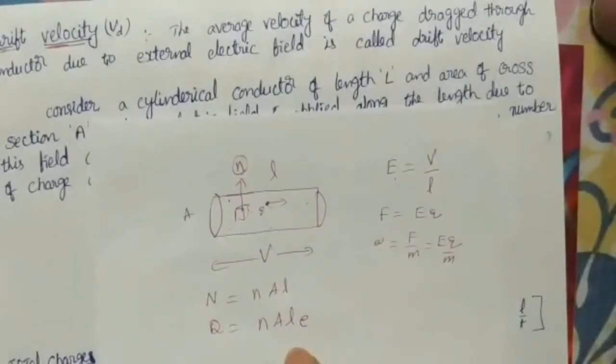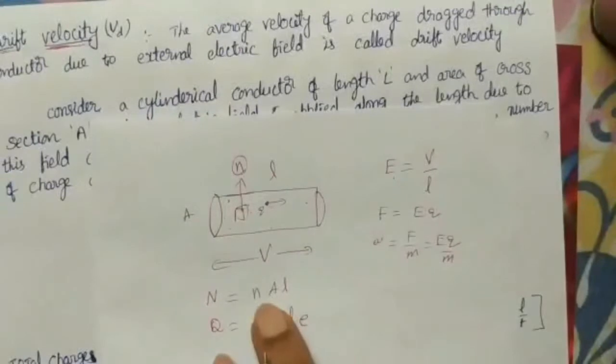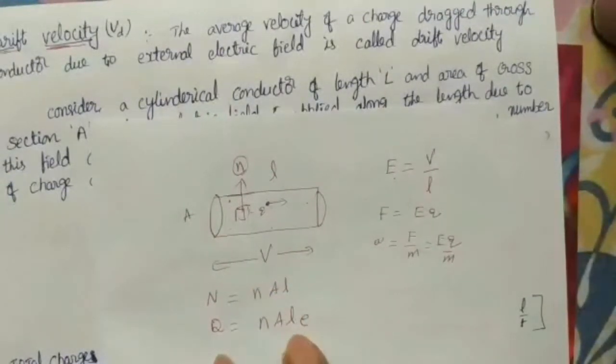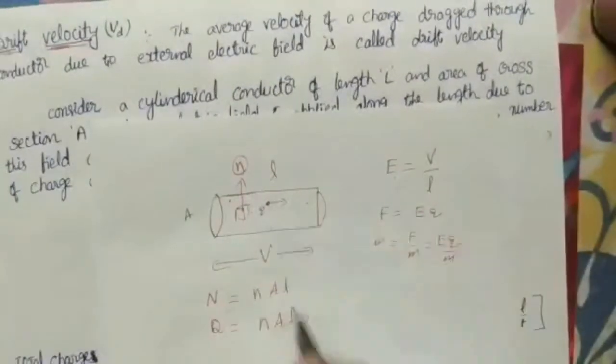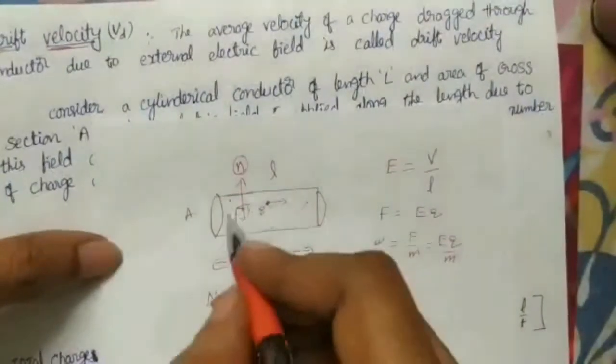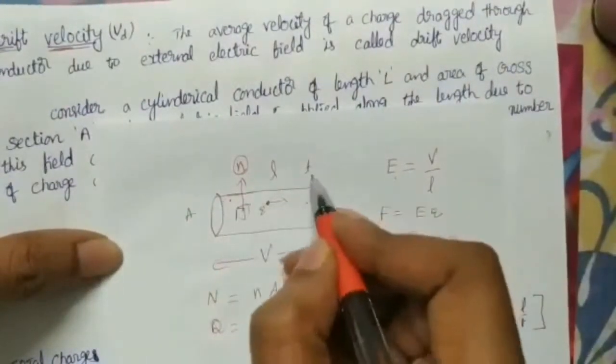So the charge of each particle is that of an electron; you can consider the electron a particle. N is the number of charges per unit volume, multiplied by the total volume, so you get the total number of particles into the charge of the electron. What you get is the total charge. Consider that it takes t seconds to move the charge particle from here to here.